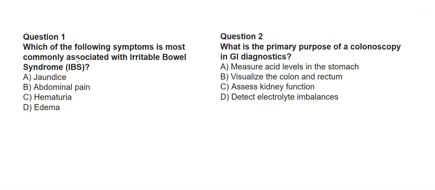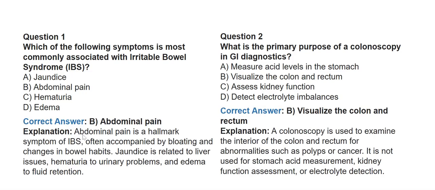Question 1. Which of the following symptoms is most commonly associated with irritable bowel syndrome (IBS)? Is it A, jaundice, B, abdominal pain, C, hematuria, or D, edema? So definitely it's B, abdominal pain, as abdominal pain is a hallmark symptom of IBS, often accompanied by bloating and changes in bowel habits. Jaundice is related to liver issues, hematuria to urinary problems, and edema to fluid retention.